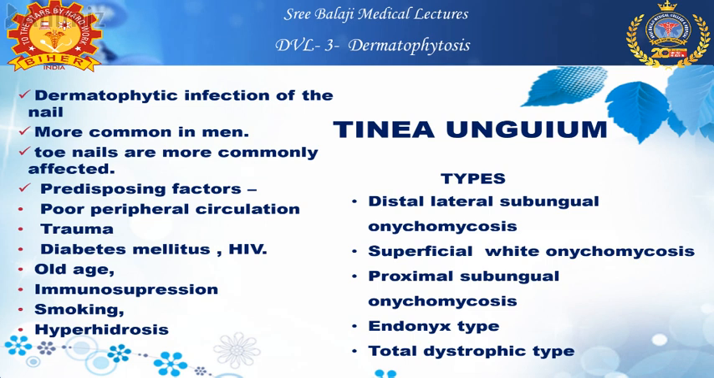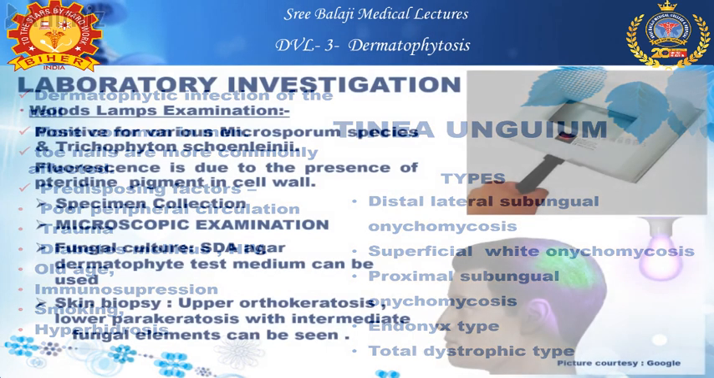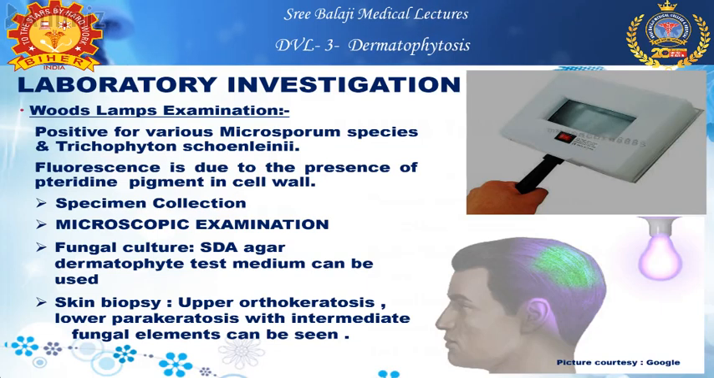hyperhidrosis, and occupation. Fungal infection of the nail is of four types: distal lateral subungual onychomycosis, proximal subungual onychomycosis, superficial white onychomycosis, endonyx, and total dystrophic type. Of all these, distal lateral subungual onychomycosis is the most common fungal infection of the nail which is seen. And if the patient has proximal subungual onychomycosis or superficial white onychomycosis, they are an early indicator of HIV infection. So these are the common clinical features of the various dermatophytoses.